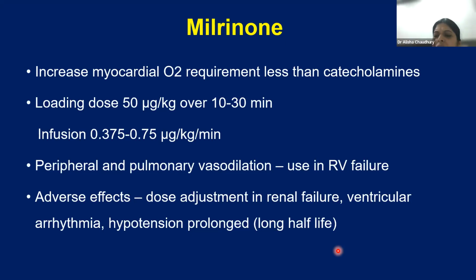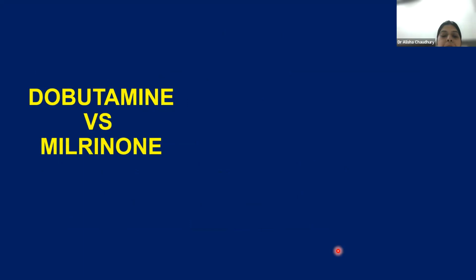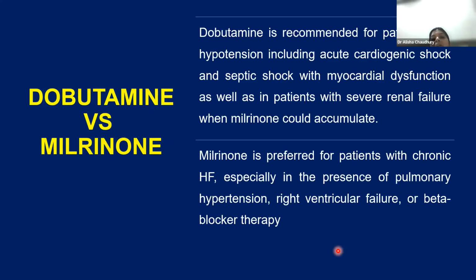Those are the two only issues with milrinone. And it's actually more useful in cases of chronic heart failure also, where the beta-1 receptors are already desensitized and down-regulated. In those cases, milrinone does better because it inhibits the phosphodiesterase breakdown of the cyclic AMP. Now, dobutamine versus milrinone. Dobutamine is mainly recommended for patients with hypotension, especially in cardiogenic shock and septic shock cases who already have myocardial dysfunction, or in cases of severe renal failure, because milrinone will accumulate.